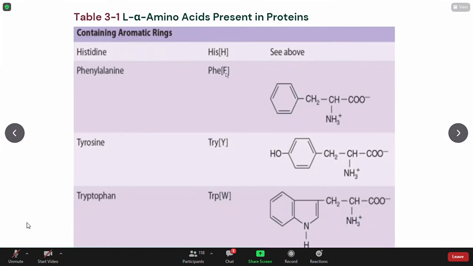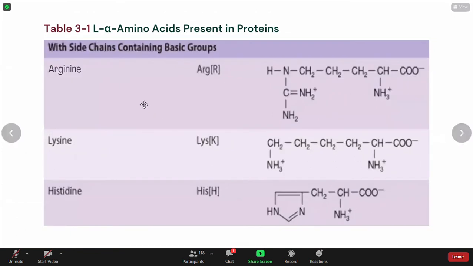Now, why is this F? Because this is pronounced as phe, phenylalanine. Right? Now, histidine goes with the first letter H. Now, why is this K? Lysine is K. We have already an L for leucine, right? That is K.